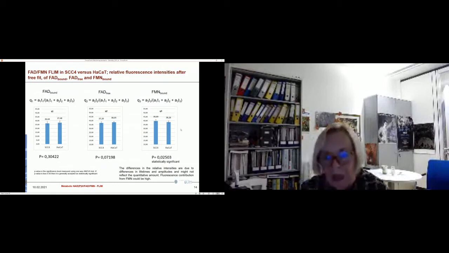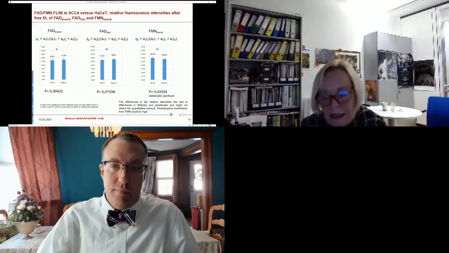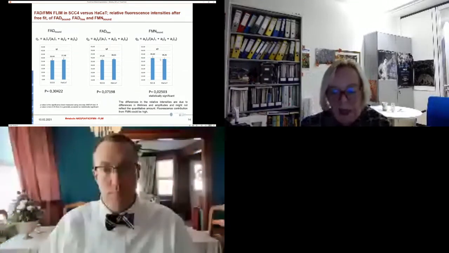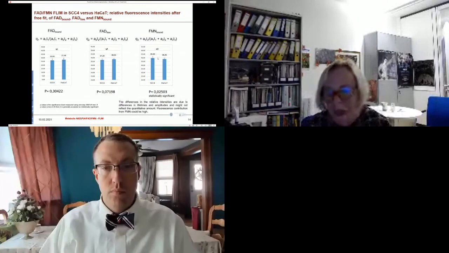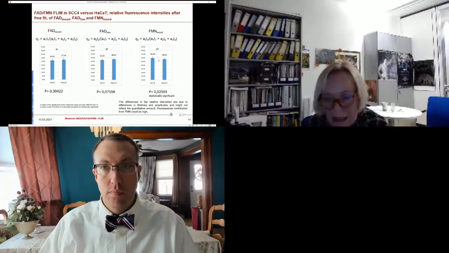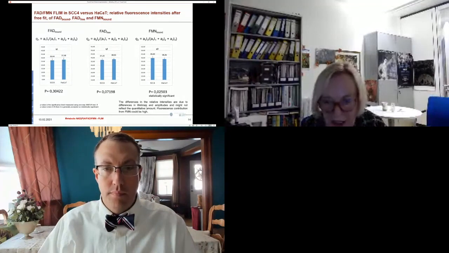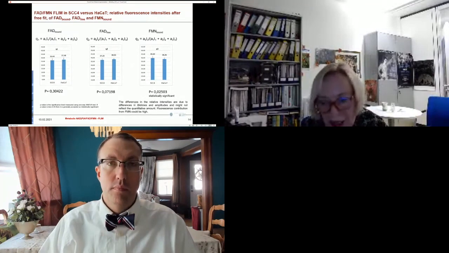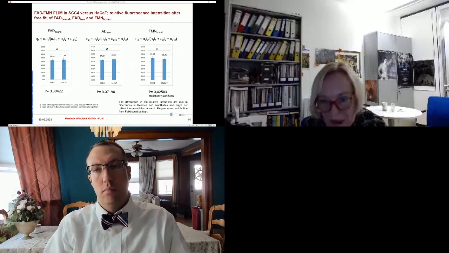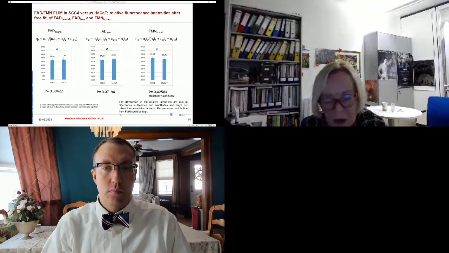However, the FMN was statistically significant for the two cells. And also importantly, our fluorescence signal was highest for the FMN in both of the cells. So FMN really plays a main role when seeing the fluorescence intensities, because the fluorescence intensity depends on the lifetime and on the amplitude. So the fluorescence contribution from FMN could be very high.